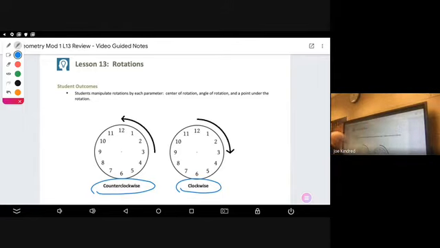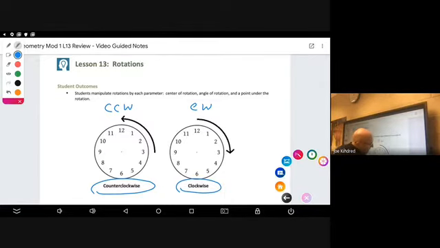Sometimes you'll see abbreviations: CCW for counterclockwise and CW for clockwise, okay? All right, so let's take a look.